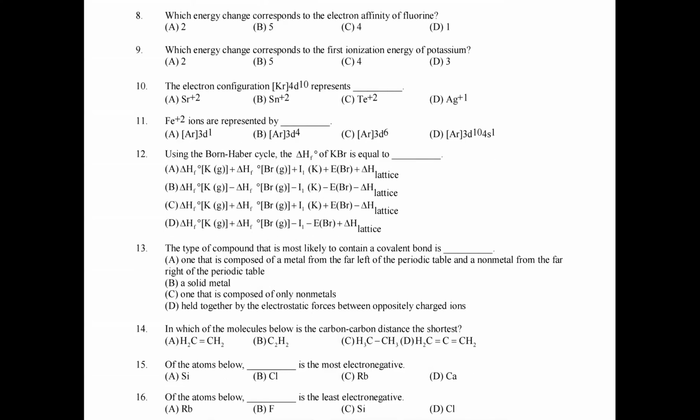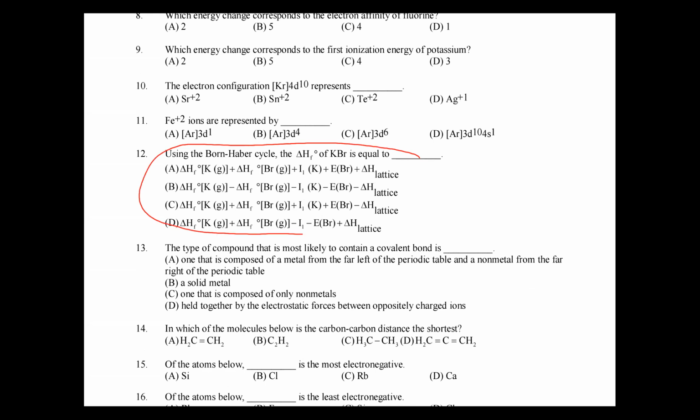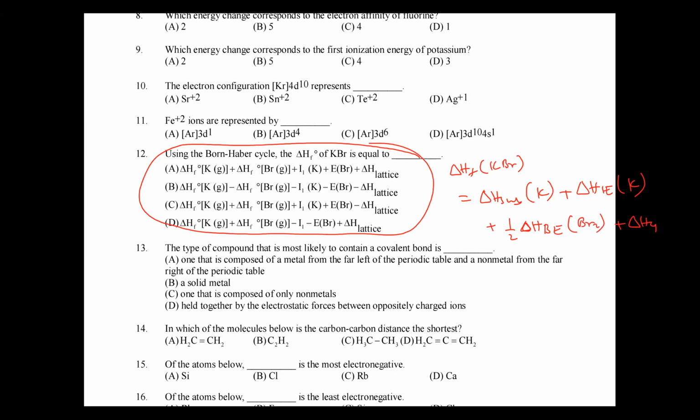Using the Born-Haber cycle, heat of formation of KBr is equal to. ठीक है. So we can write heat of formation of KBr is equal to delta H sublimation of potassium plus delta H ionization energy of potassium, plus half into delta H bond energy of bromine plus delta H Eg of bromine plus delta H lattice energy. ठीक है, तो अगर इलेक्ट्रॉन एफिनिटी के टर्म्स में लिखेंगे तो डेल्टा H Eg will be equal to minus of Ea of bromine.